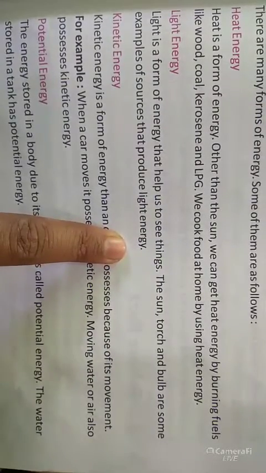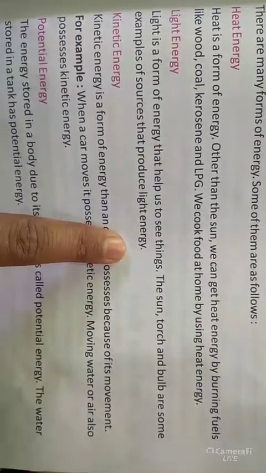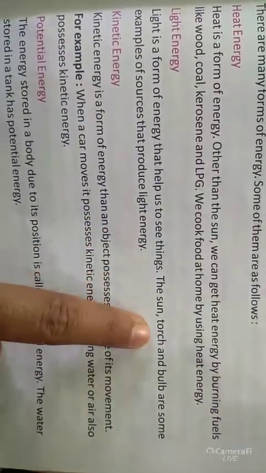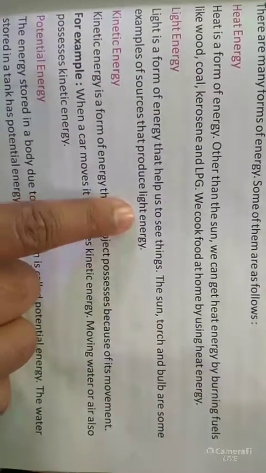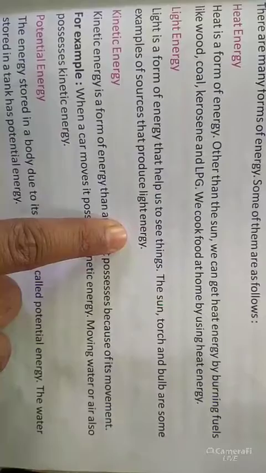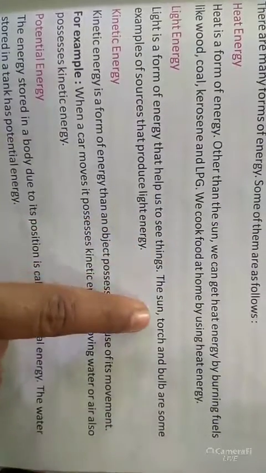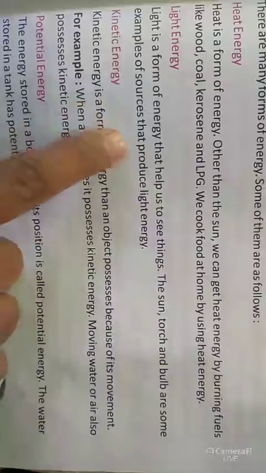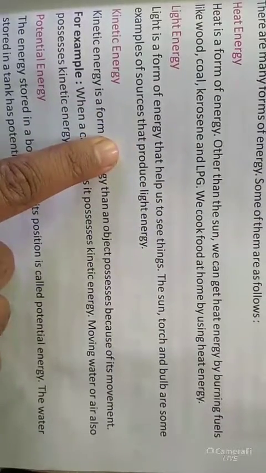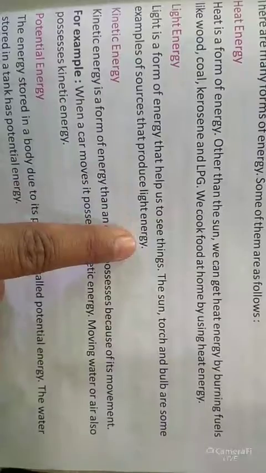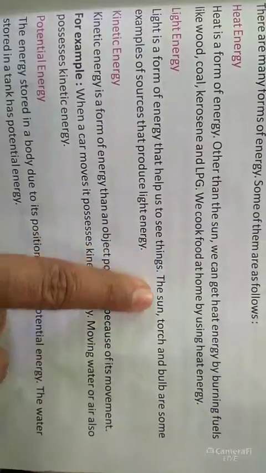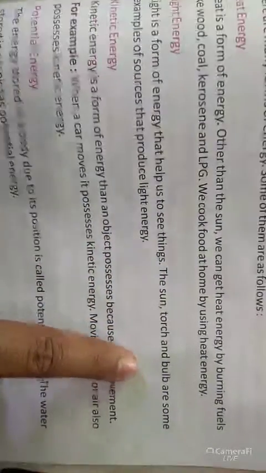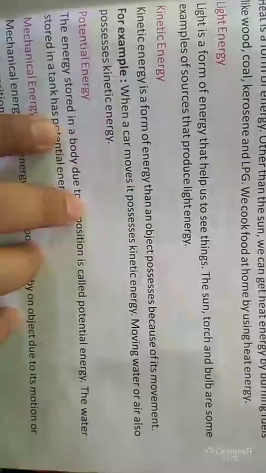If we burn something, we get fire, and at that time we can see things. The sun, torch and bulb are some examples of sources that produce light energy. So light is a form of energy that helps us to see things.